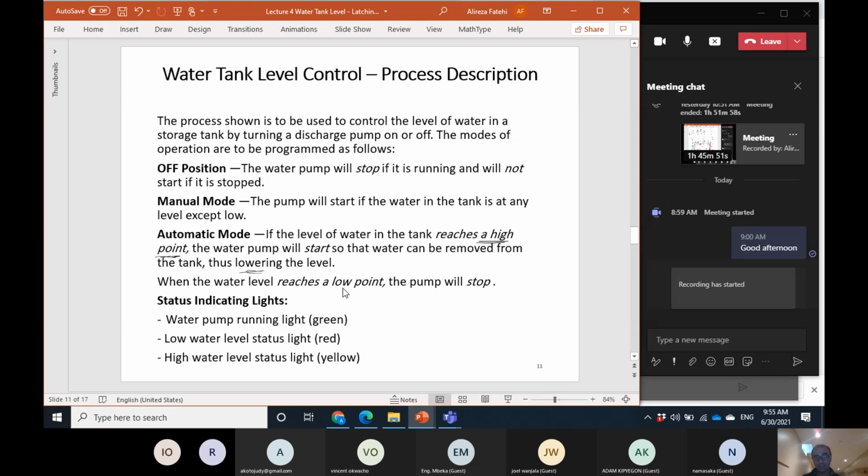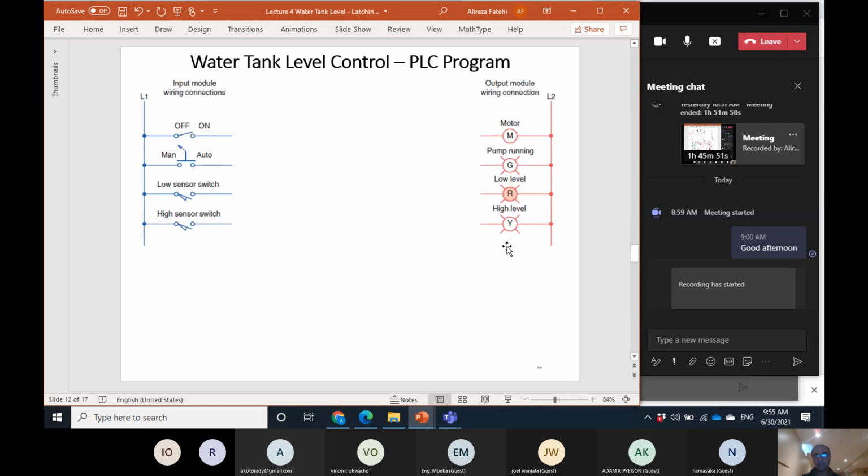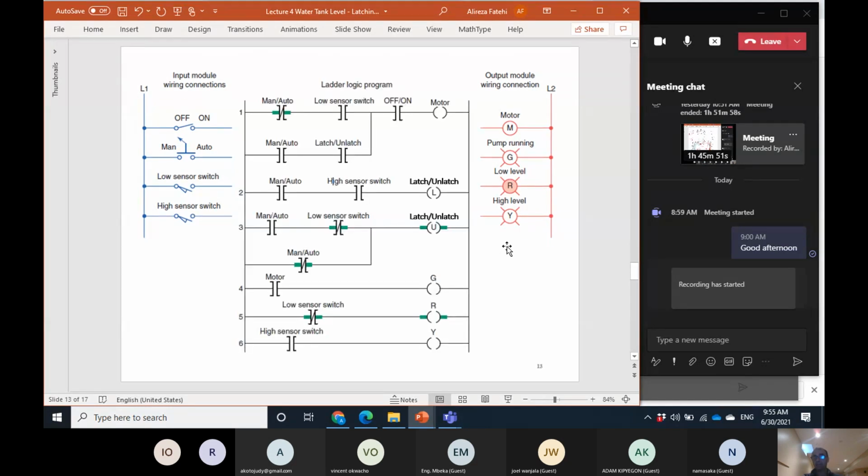When the water tank reaches the low point, the pump stops. So it starts when it is at high, and it stops at low. This can be implemented by a latch and unlatch program. Let's look at the program and then try to build that in the TIA. So this is the program. Any question up to this point, before working on the details of the program?